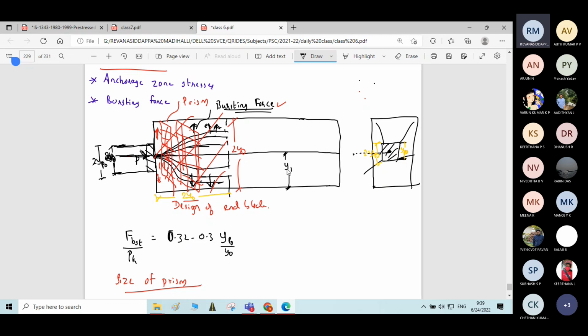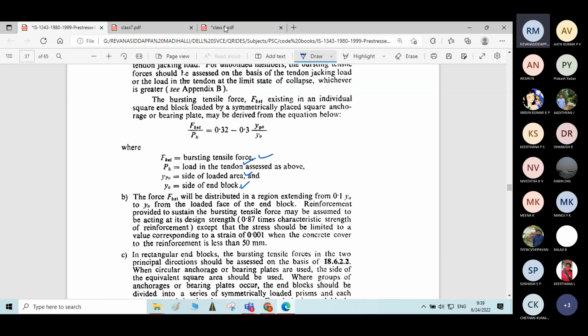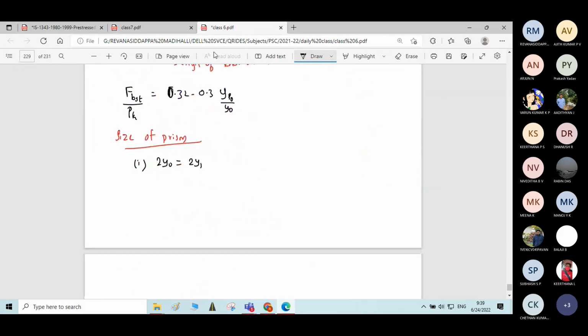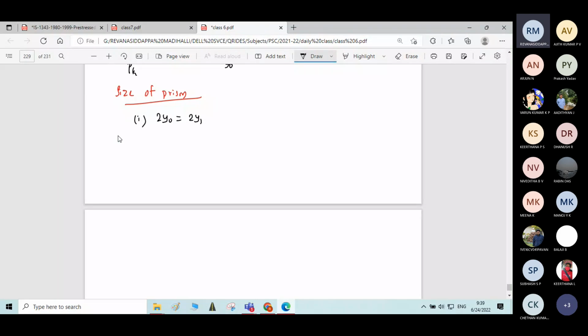While solving the problems, you will understand it more clearly. This much you remember: y1 is the distance of the extreme fiber from the tendon. So this is one way of calculating the size of the prism.